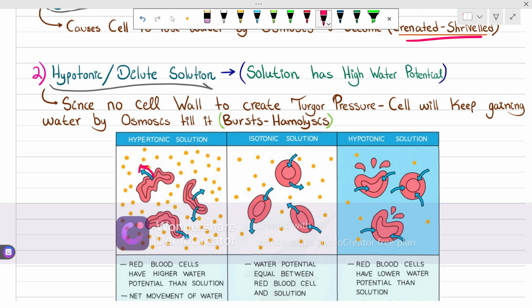Second is placing an animal cell in a hypotonic or dilute solution with high water potential. So if we put an animal cell in high water potential, this means the animal cell has low water potential, so the animal cell will gain water. Water will move inside the animal cell via osmosis, but since the animal cell does not have a cell wall to support it, it will increase the turgor pressure in the animal cell, and this will cause the animal cell to burst. This is known as hemolysis.